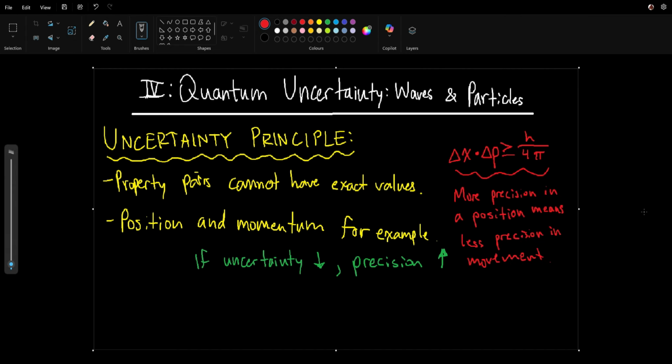And this isn't due to a measurement error. It's basically just the nature of things at quantum levels and on a subatomic scale.